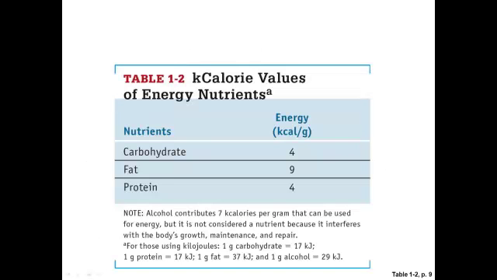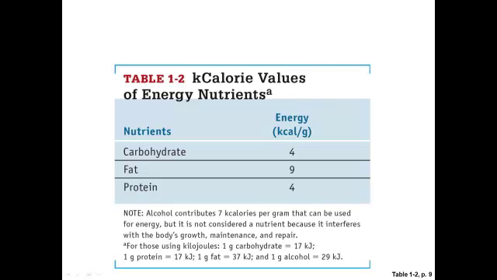The energy-yielding nutrients have a certain energy in kilocalories per gram associated with them. It will be very important that you understand how many kilocalories for each one of these macronutrients. Carbohydrate will provide 4 kilocalories per gram. Fat will provide 9 kilocalories per gram, and protein will provide 4 kilocalories per gram.